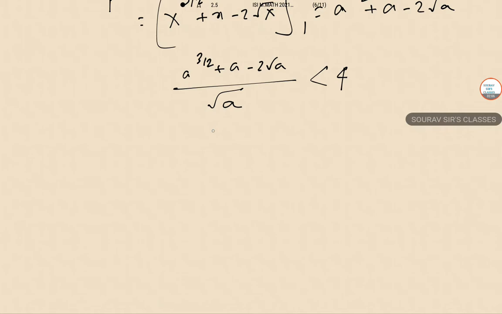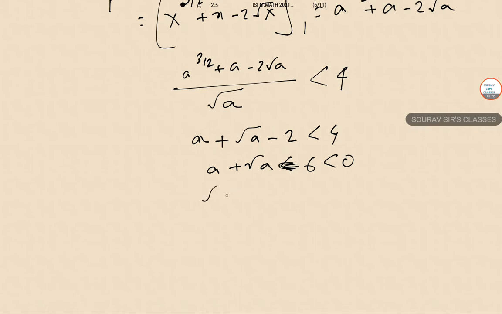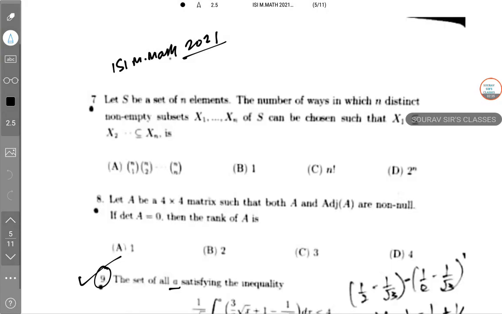So simply if I divide, this will give you A by root A, so root A, minus 2, less than 4. So A plus root A minus 6 less than 0. There's a simple factorization we can do here. So root A plus 3 into root A minus 2 less than 0.